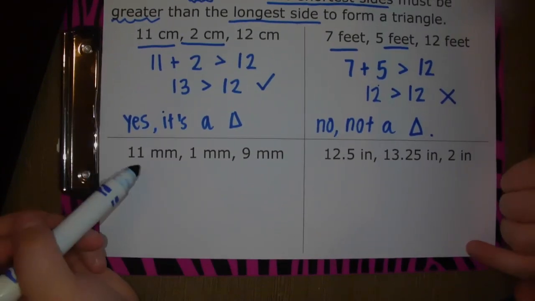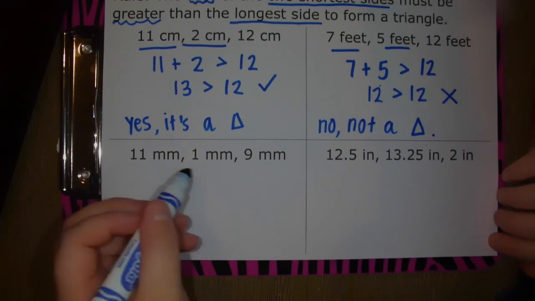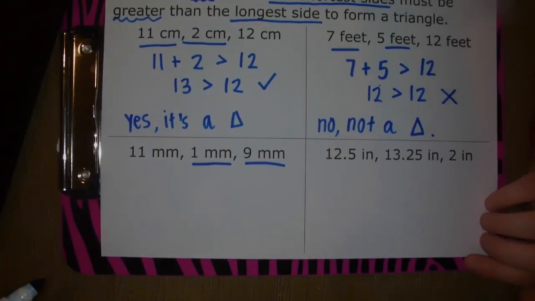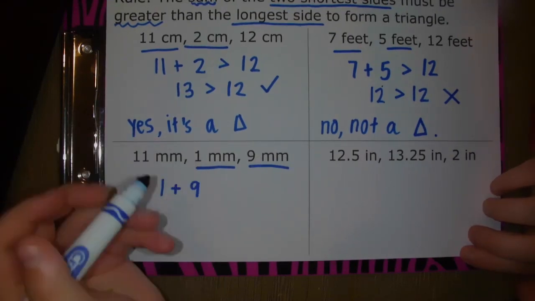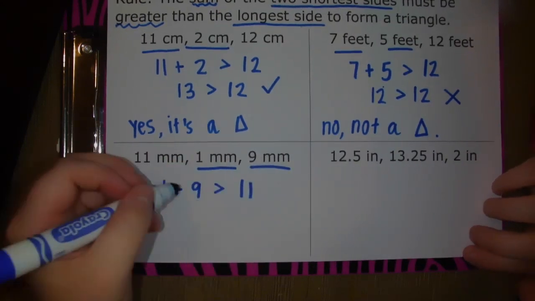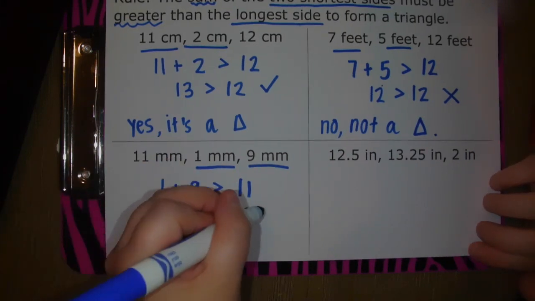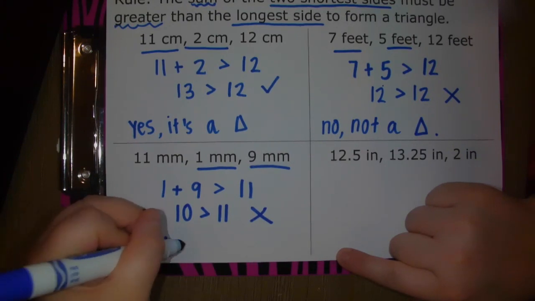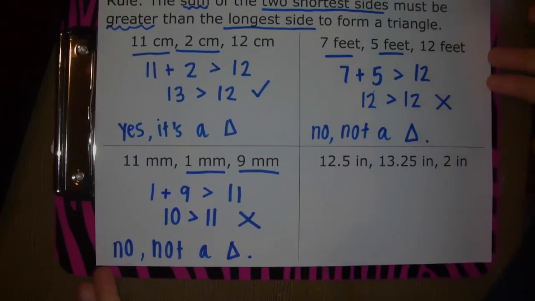On to the next one. We have side lengths of 11, 1, and 9. I'm locating my 2 smallest side lengths, which would be 1 and 9. So I'm going to write out my inequality. 1 and 9 need to be greater than 11. 1 and 9 together give me 10. Is 10 greater than 11? Nope. Therefore, we say no, not a triangle today.